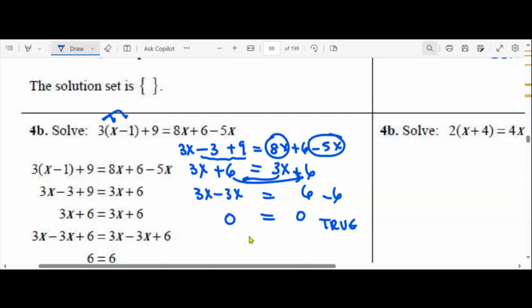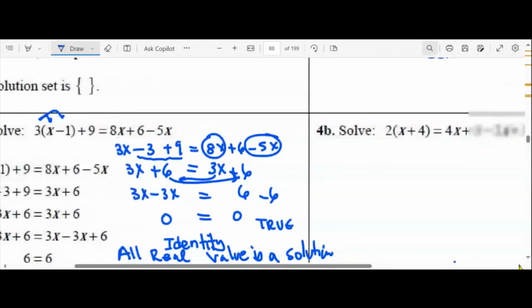But I didn't get x equals. So in this case, we say what? Identity. What does identity mean? It means all real values are a solution. If you say x is 1, okay, x equals 3, okay, 4, all numbers are okay, all real numbers. To be an identity, you have to have equal amounts of variables on the right and left side, as 5x, 5x, 6x, 6x. All right, can you solve the next one?